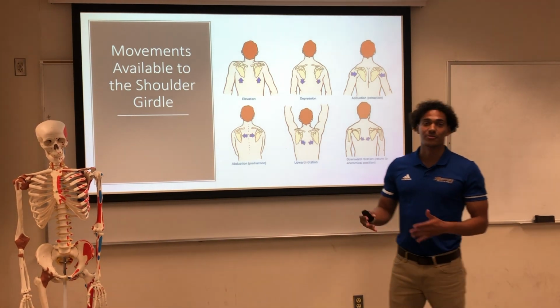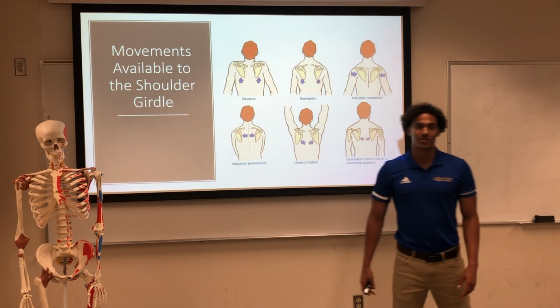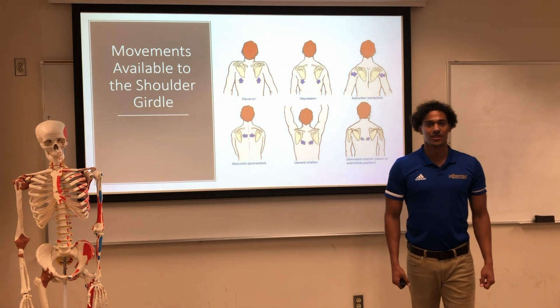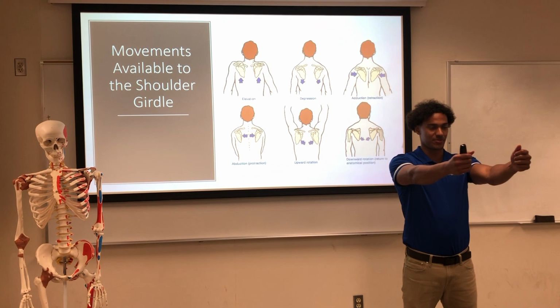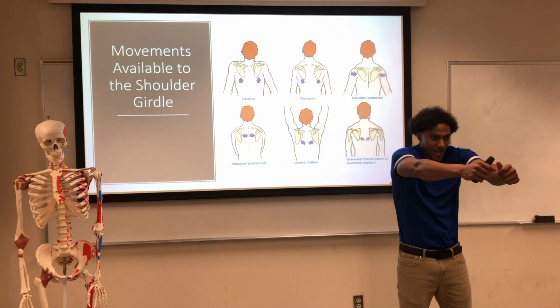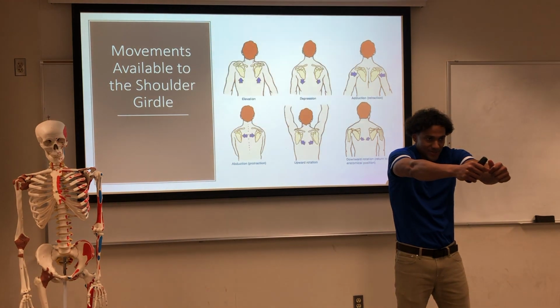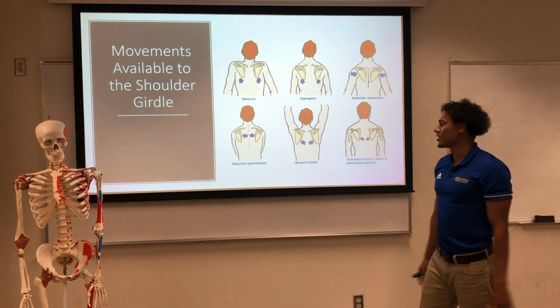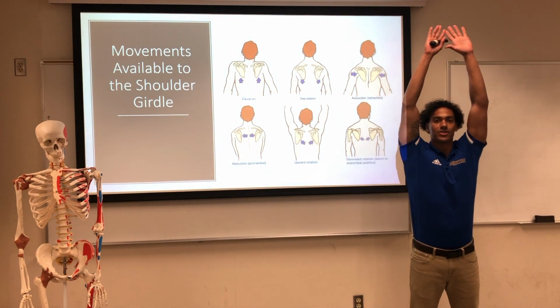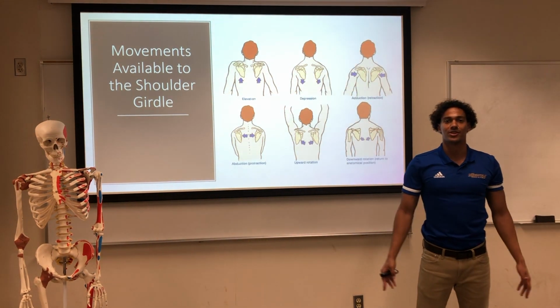We have a lot of different movements of the shoulder girdle. First one being elevation, depression. If we come to a flex position, we can do retraction. Once we extend it out, we get that protraction. And then if we move our arms above or below our head, we can go upward rotation or downward rotation.